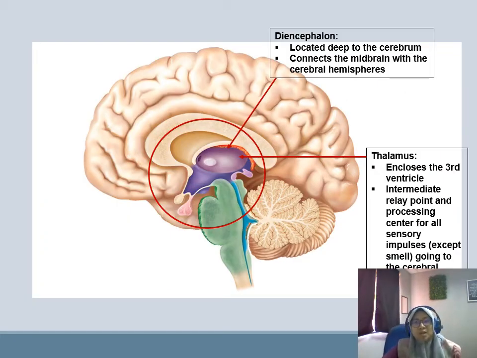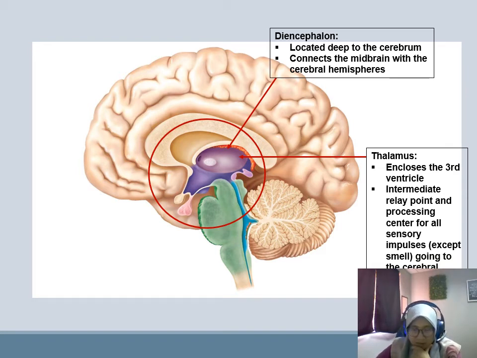Now we move to the diencephalon. The diencephalon, the purple area, is located deep to the cerebrum. Deep means inside the cerebrum. It connects the midbrain with the cerebral hemispheres. So it is in the middle, between the midbrain and cerebral hemispheres. We look at the first part of the diencephalon, which is the thalamus, the big purple egg here. The thalamus encloses the third ventricle, so it is located in the third ventricle area inside the brain.